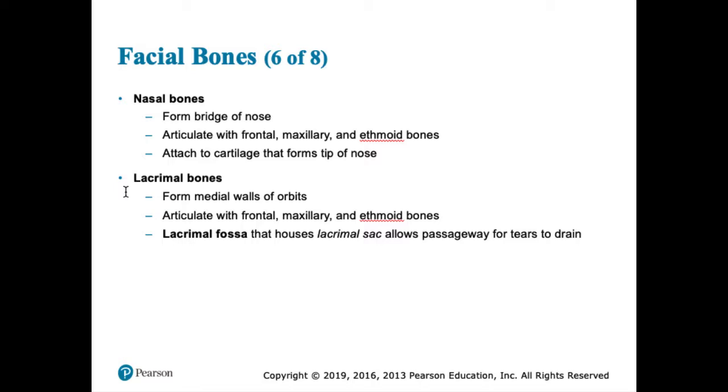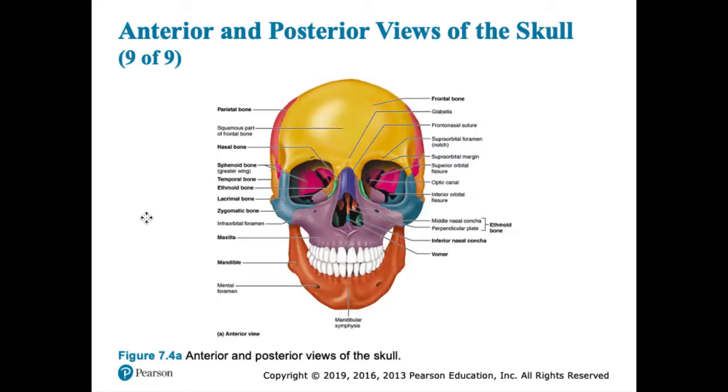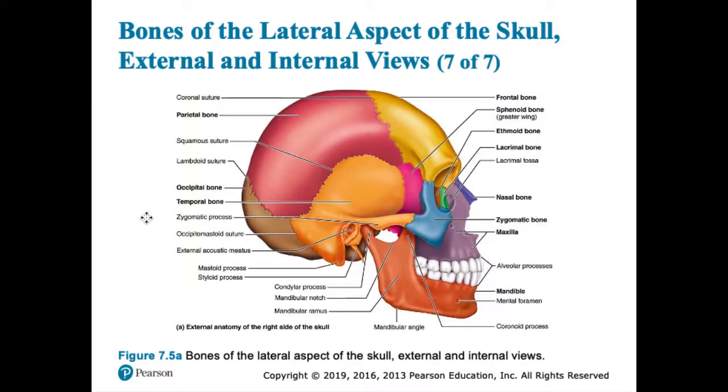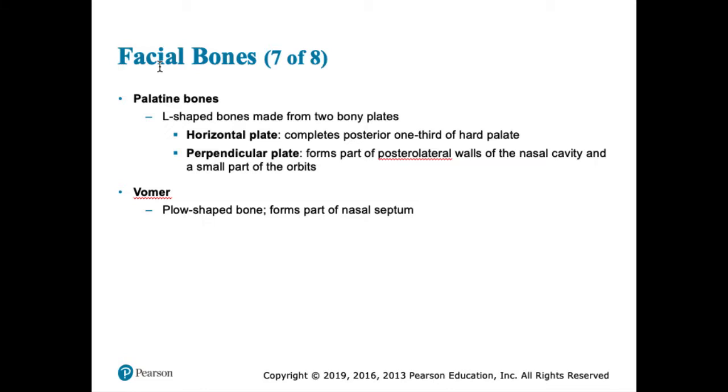And then, of course, you have the lacrimal bones that form the medial walls of the orbits. They articulate with the frontal, maxillary, and ethmoid bones, and the lacrimal fossa houses the lacrimal sac that allows a passageway for tears to drain out. Again, you've seen those images before. The palatine bones are L-shaped bones made of two bony plates: the horizontal plate that completes the posterior 1/3 of the hard palate, and the perpendicular plate that forms the posterior lateral walls of the nasal cavity.